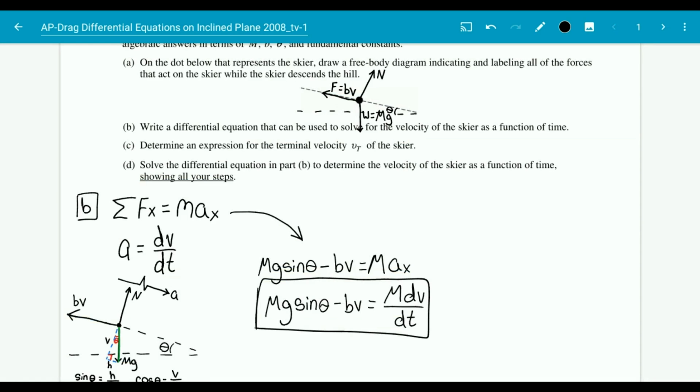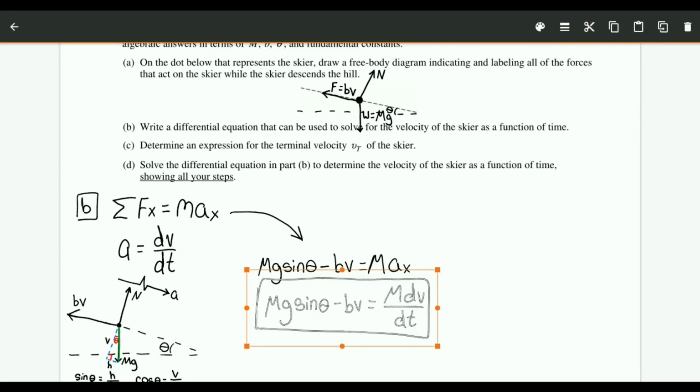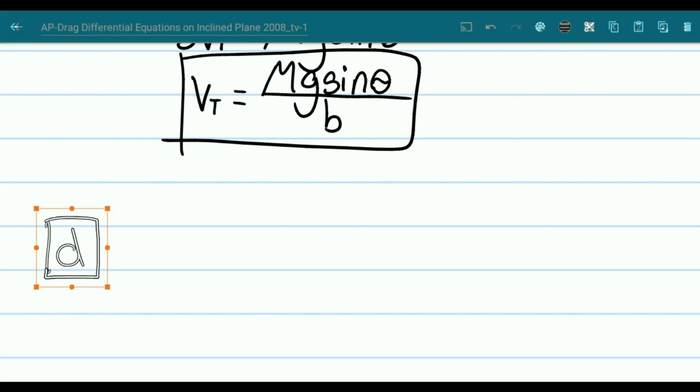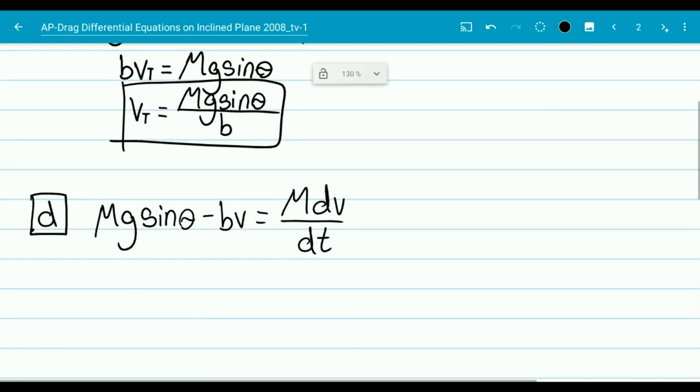Or actually, we can use the same principle. So we said a equals dv over dt, and the sum of our forces in the x direction equals ma, the acceleration being in the x direction. And so when we did that, what we got was this equation right here. And I'm going to copy that and paste it right here.